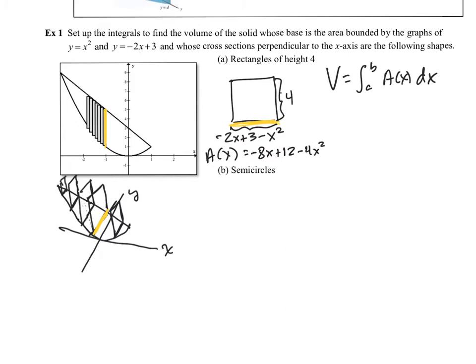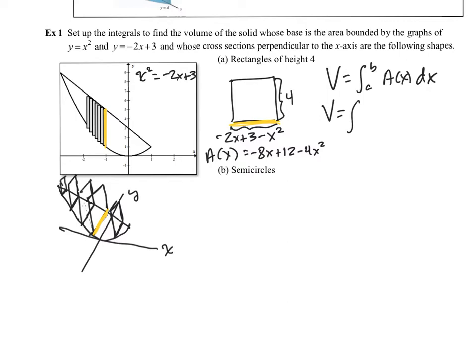All right, so now we're ready to write an expression, the integral that would find this volume. So that volume is going to be the integral from a to b. Now, remember, we're integrating with respect to x. So I need x bounds. I need this leftmost x bound and this rightmost x bound. Now the way we'll find those bounds is by taking these two equations and setting them equal to each other. So I'm going to take x squared and set it equal to negative 2x plus 3.